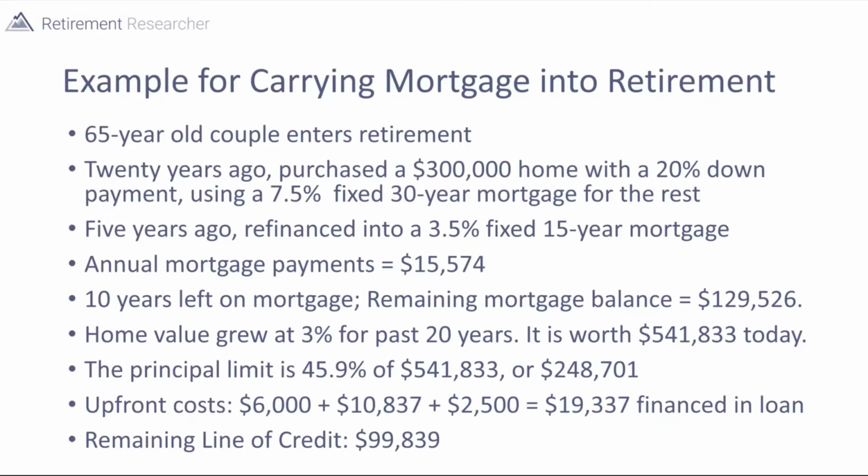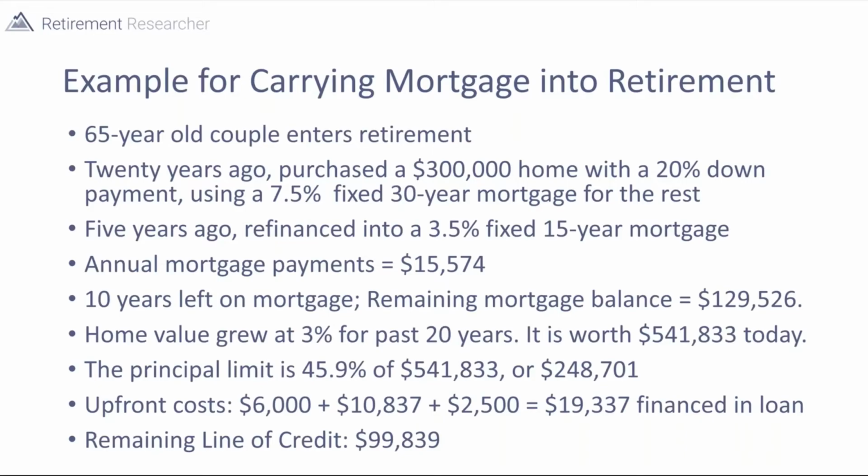So there's a case study here on this: a 65-year-old couple entering into retirement. 20 years ago, they purchased a $300,000 home with a 30-year fixed rate mortgage at 7.5%. Now, 5 years ago, they refinanced into a 3.5% fixed 15-year mortgage. So that brings us to today, where they have annual mortgage payments of $15,574. They have 10 years left on that 15-year mortgage, and their remaining mortgage balance at this point is $129,526.